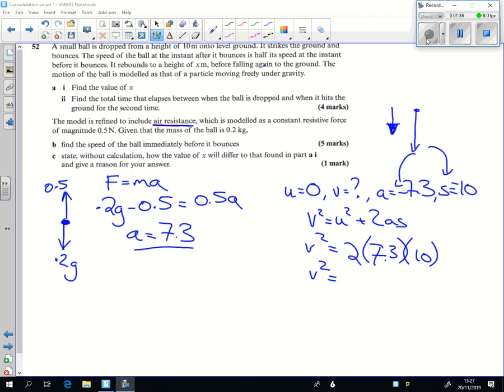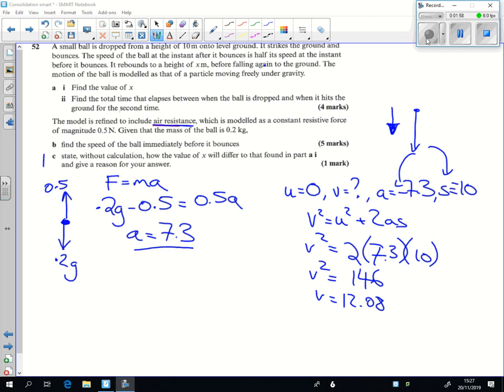So I've got there that v squared is equal to, that's just over 140 something, 150 something. So I've got v is 12.08. It's 146, isn't it? And the square root of 146 is 12.08.